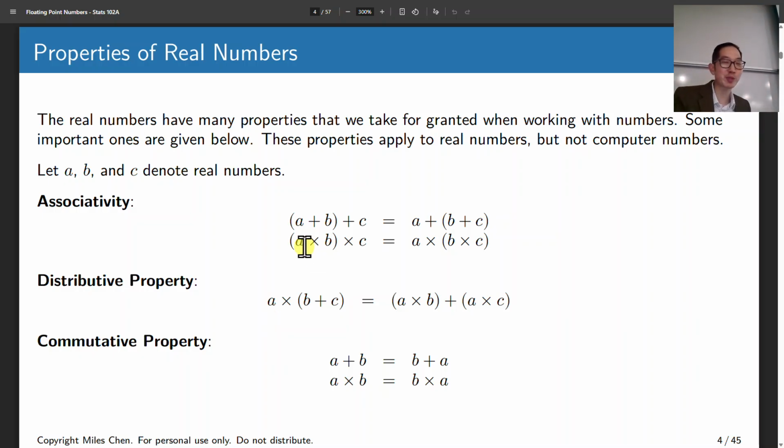You have the associative property. You can do A times B first and then multiply that by C, or you can do B times C first and then multiply that by A. You're going to get the exact same number, right? And whether you put A times B or B times A, or A plus B or B plus A, those are exactly the same. And A times (B plus C) is the same as A times B plus A times C. You have this distributive property. And so these are all rules that apply to real numbers.